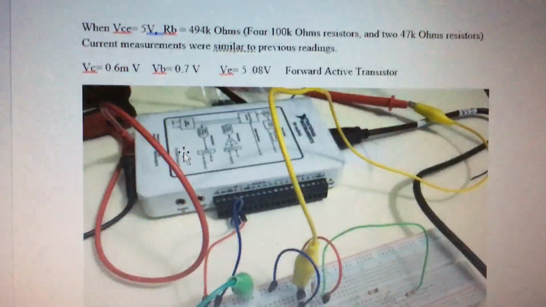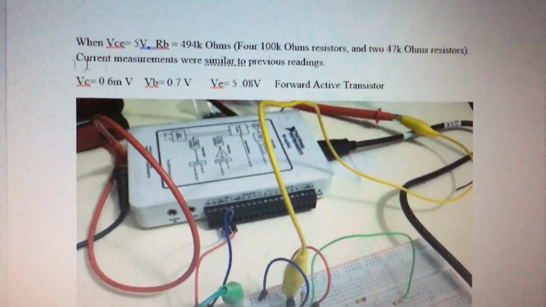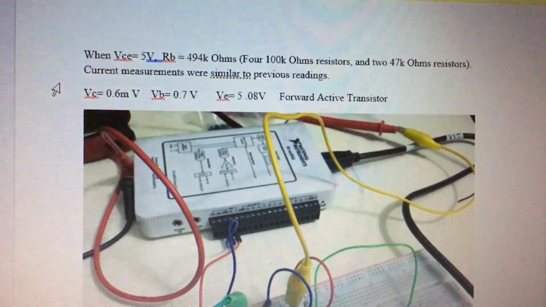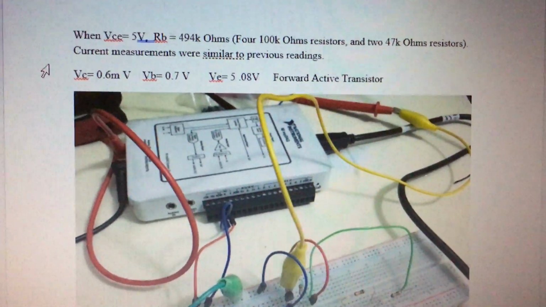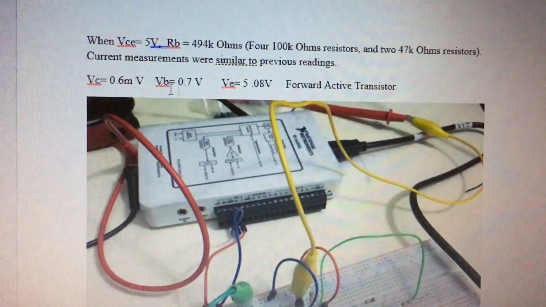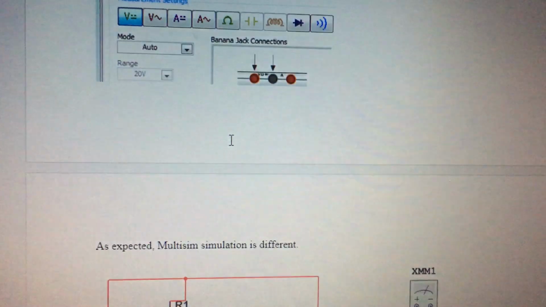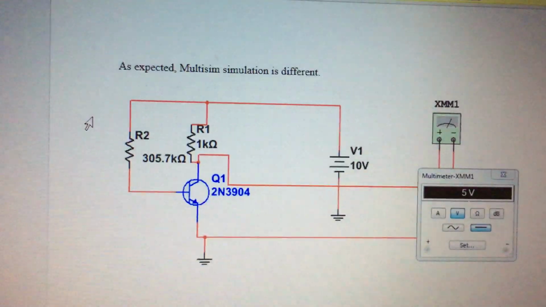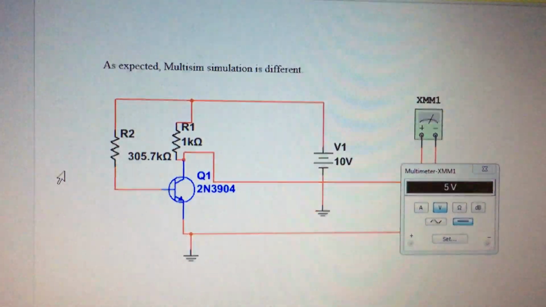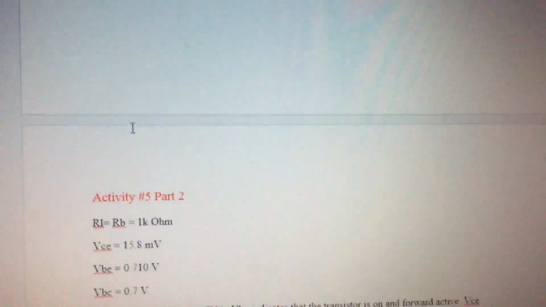And here is when VCE, collector-emitter voltage, is 5 volts. The base resistor is 494 kilo ohms. We see that the transistor is forward active again because the base-emitter voltage is the highest value. We get 5.14, it's close to 5 volts. And it's expected that the Multisim simulation is different with the base resistor value.